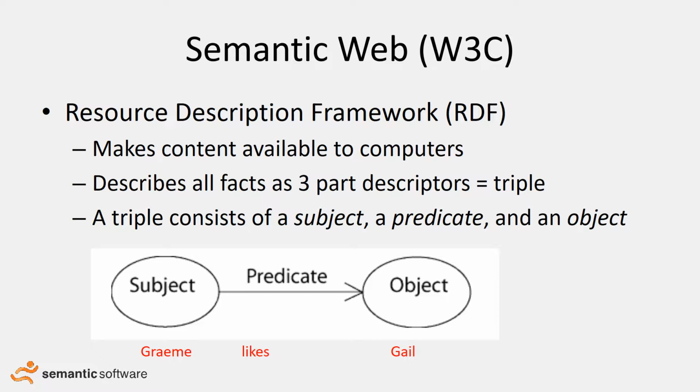RDF is a W3C specification for a framework that is used in semantic technology to describe data in the form of subject, predicate, object expressions. These are known as triples. The data is generally retained in a triple store in any one of a number of formats. For example, Graham likes Gail would be a triple. A subject, Graham, a predicate, likes, and an object, Gail.